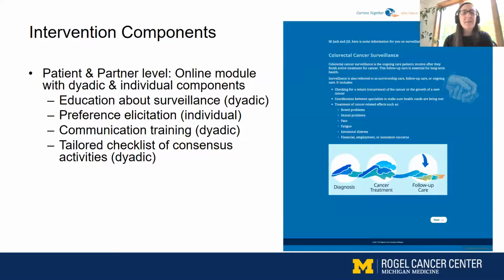It should have just been a couple of slides, but again, this is an online patient partner level intervention with modules.